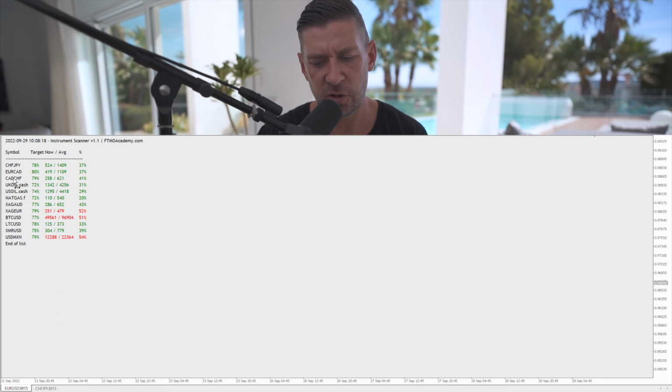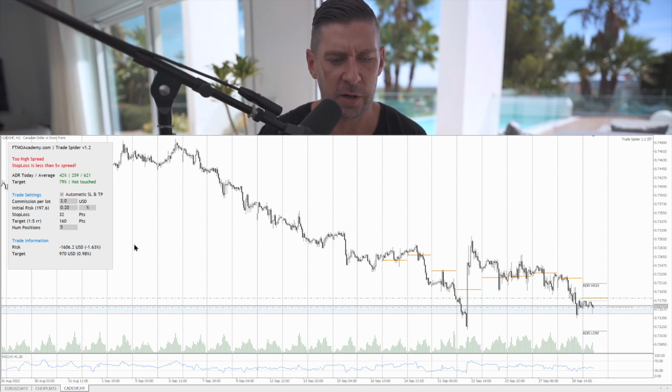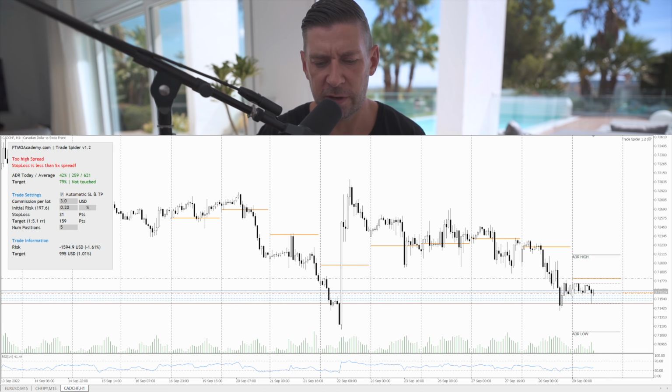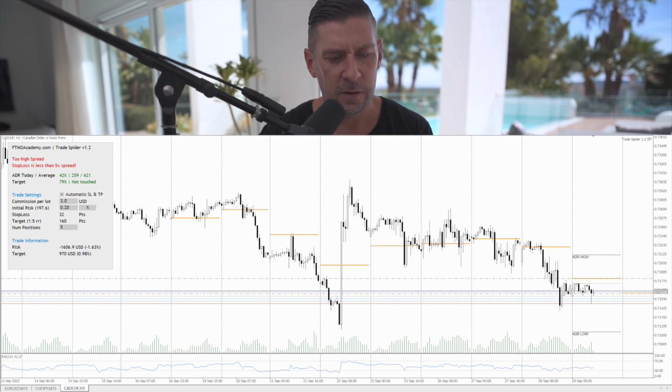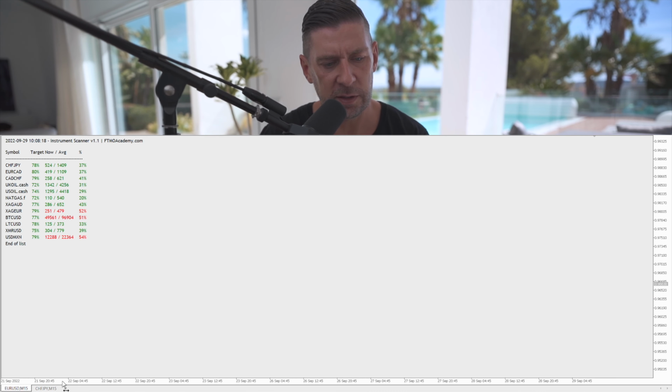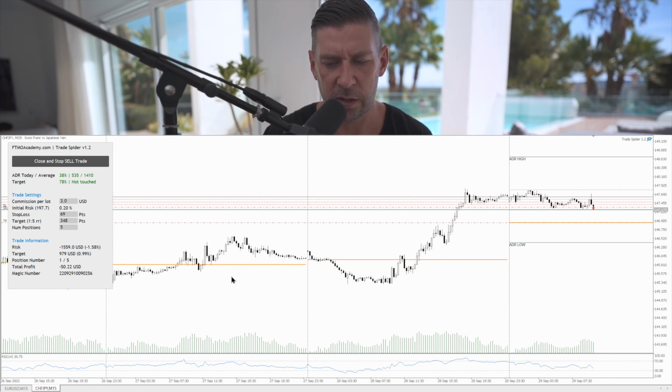Then you have CAD CHF. We're pretty close to the target, so it's a really small trade. Look at the stop loss. It's really small, 32 points. That's 3.2 pips. So I skipped that one as well. And CHF JPY is the one I'm going for.